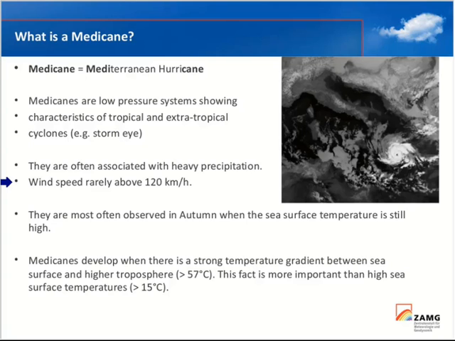And one of the most important things is that Medicanes are systems of the lower troposphere. They are reaching the low and the mid-level troposphere, but do not reach the high troposphere, like for example hurricanes. In hurricanes, you will find the most intense winds near the center, near the eye. This is not the case for Medicanes. Medicanes have the maximum wind speed further away from the eye of the cyclone.